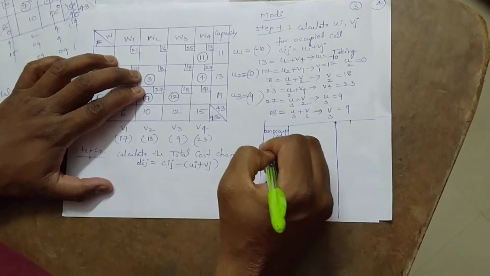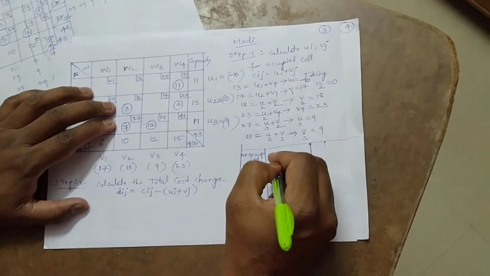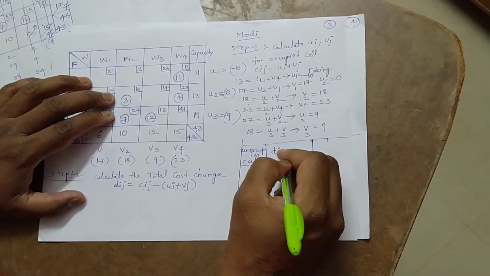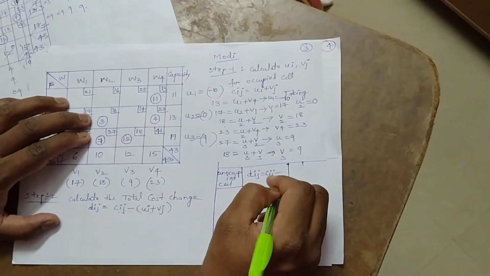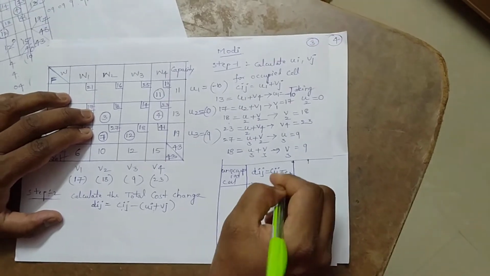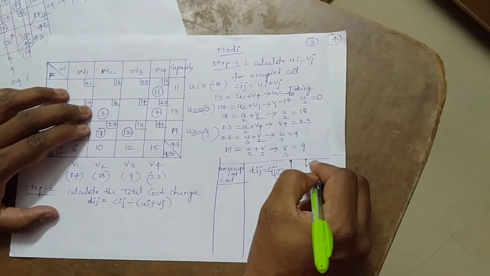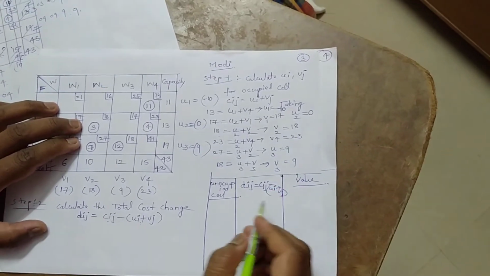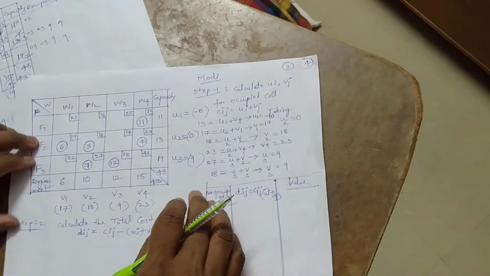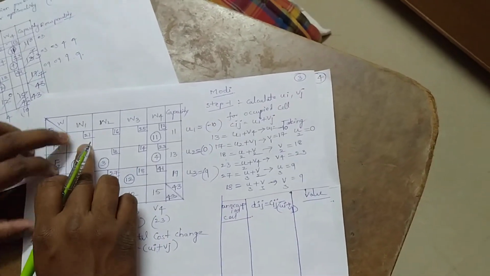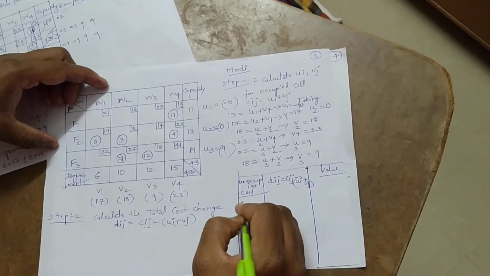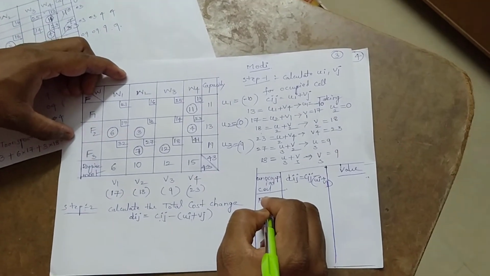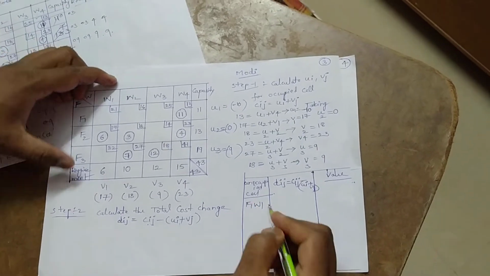For each and every unoccupied cell, we are going to calculate Dij equals Cij minus (Ui plus Vj), and we are going to calculate the value. Now see, for unoccupied cell 1, what is the unoccupied cell? F1 W1. So let us take this F1 W1 unoccupied cell.